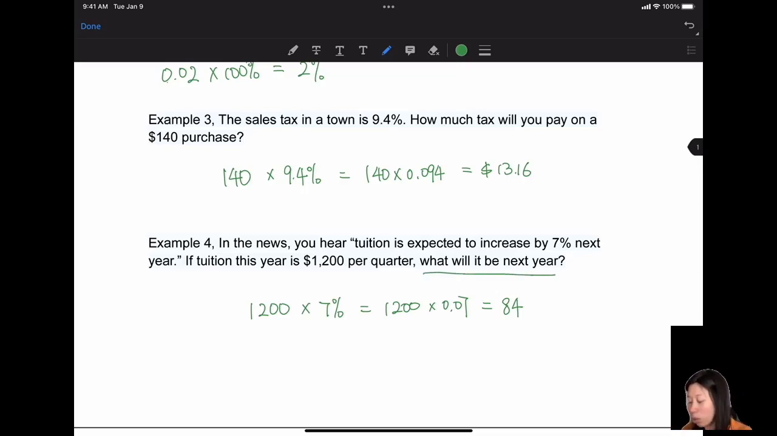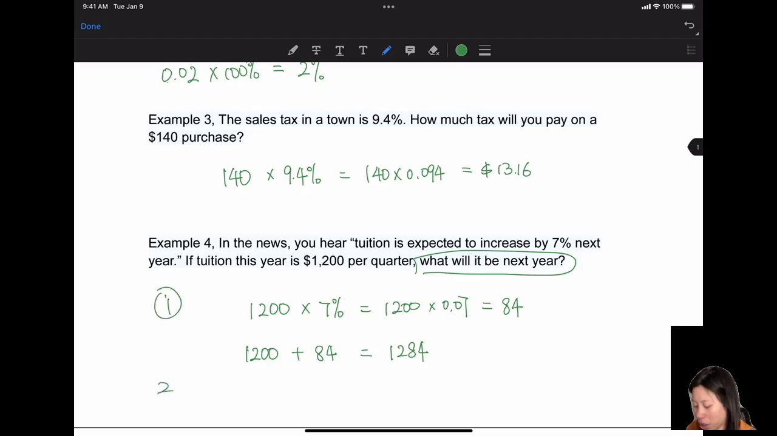But this is the amount they increase, not the total amount that you need to pay. They ask you what it will be next year. So that means you need to add 1,200 to 84. That's how much you're going to pay next year in total. You're not just paying the 84. 84 is how much more you're going to pay compared to this year. Okay, this is the first method.